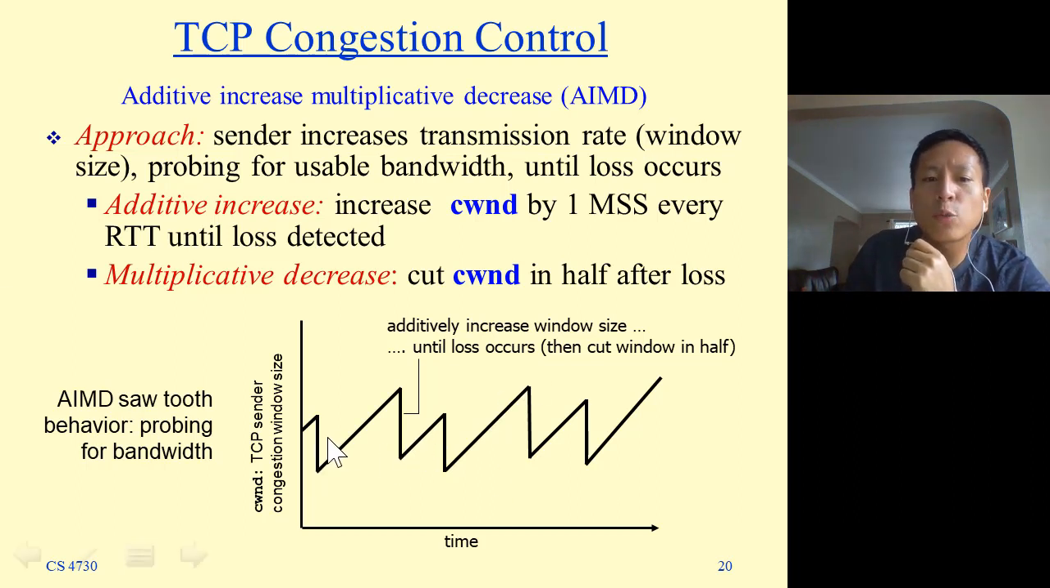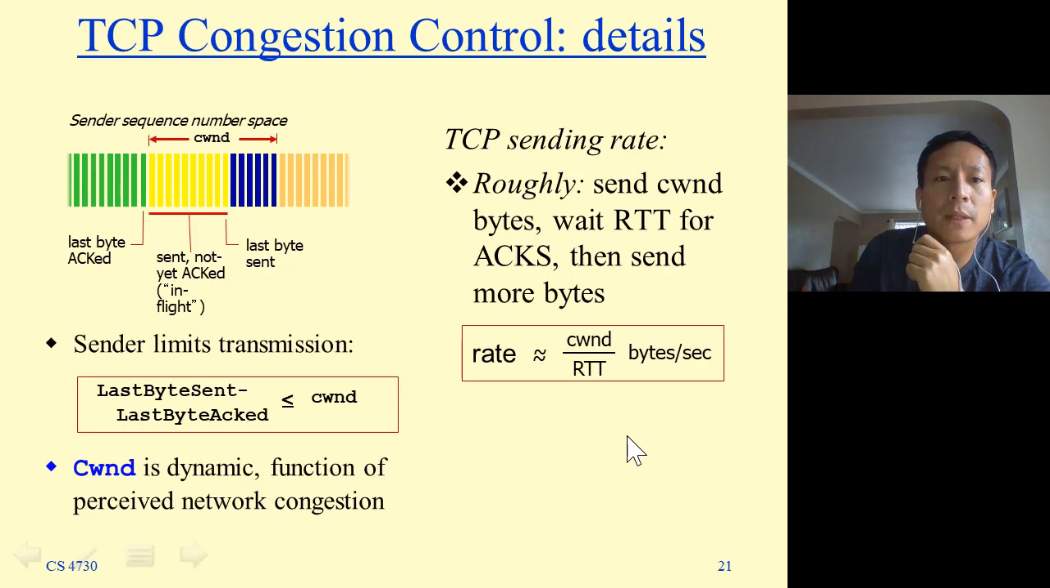So one question I want to ask you is, from this sawtooth behavior, what is the approximate sending rate, or the average sending rate? So actually you can see if we do average, it will be somewhere in the middle, right? That's the average sending rate. Okay.